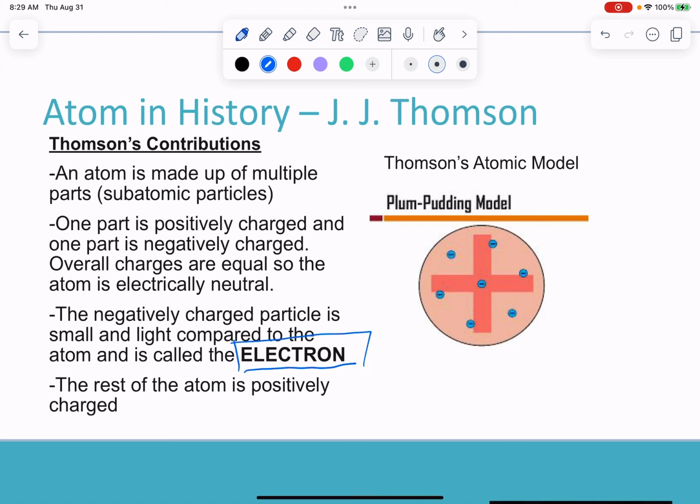So his big contribution, his key idea here, is that there are things smaller than atoms. In this case, he said the electron. So he said the electron is a small negatively charged particle within the atom. So already we're seeing the introduction of subatomic particles, things smaller than atoms.